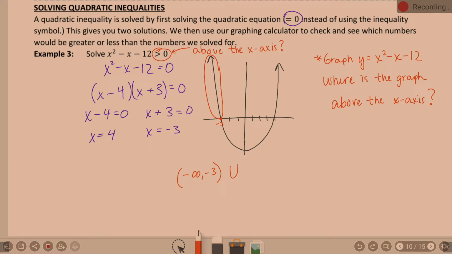It starts being greater than 0 at 4, and that's what? 4 to infinity, because it starts being positive at 4, and then as it's going up, it's moving right. And so that is 4 to infinity. Infinity, of course, uses the parenthesis. What about the 4? A parenthesis, because they only want to know when it's greater than 0, not when it's greater than or equal to 0.